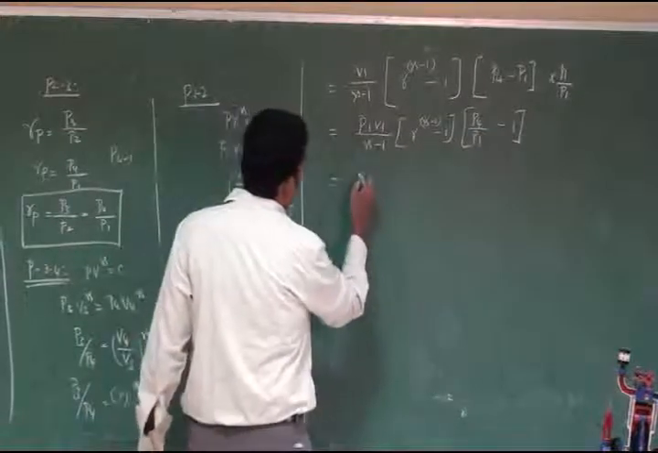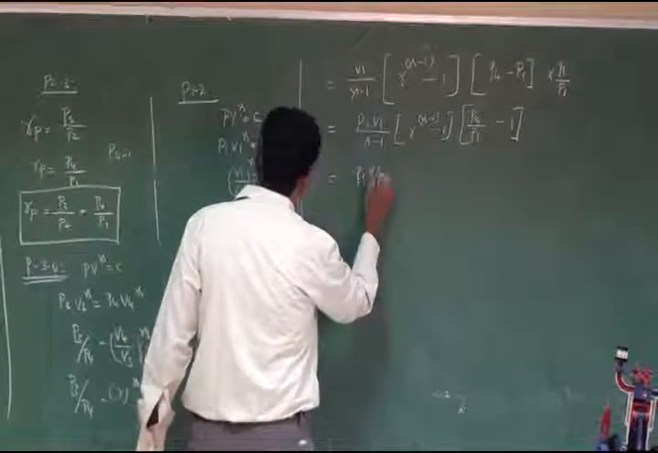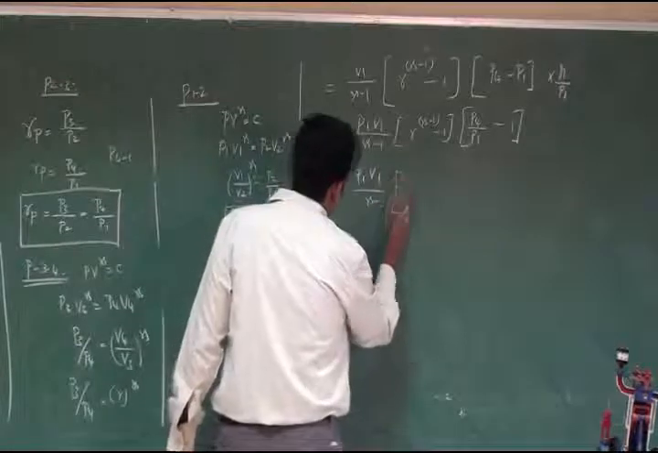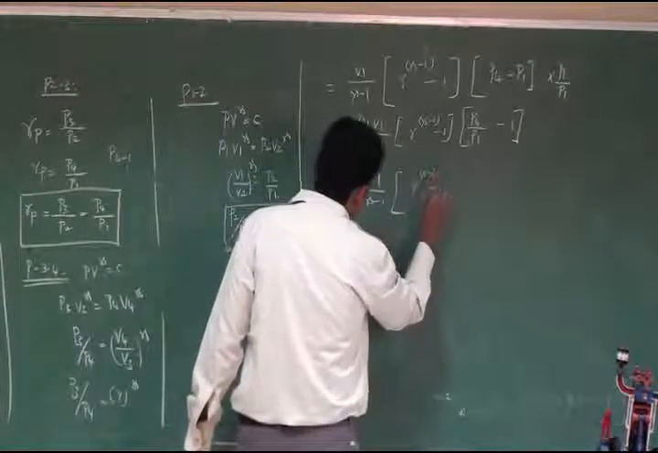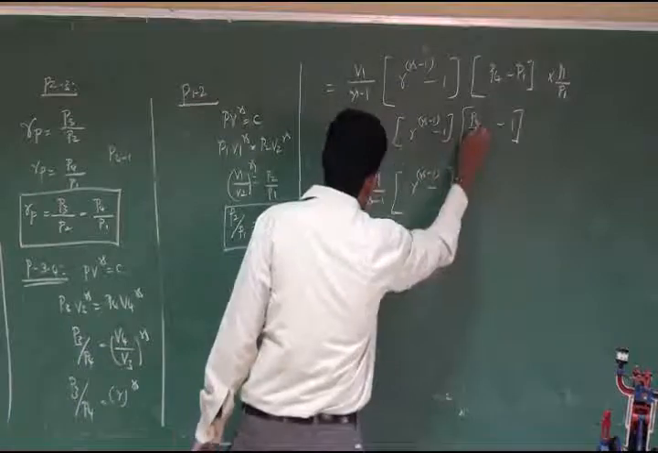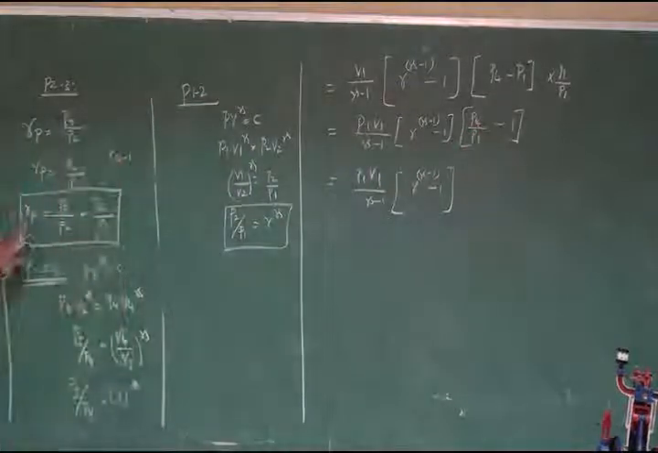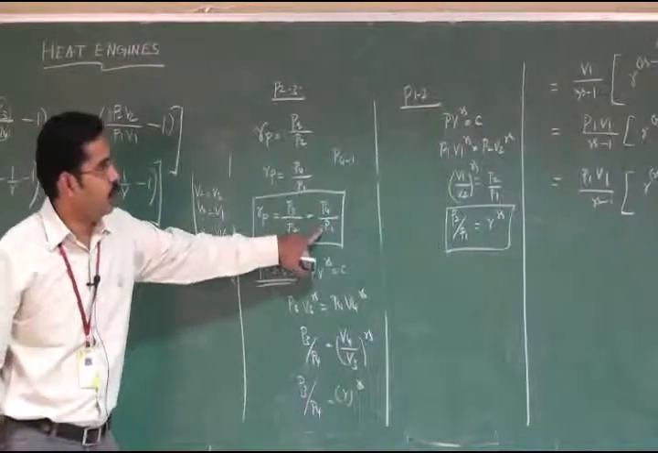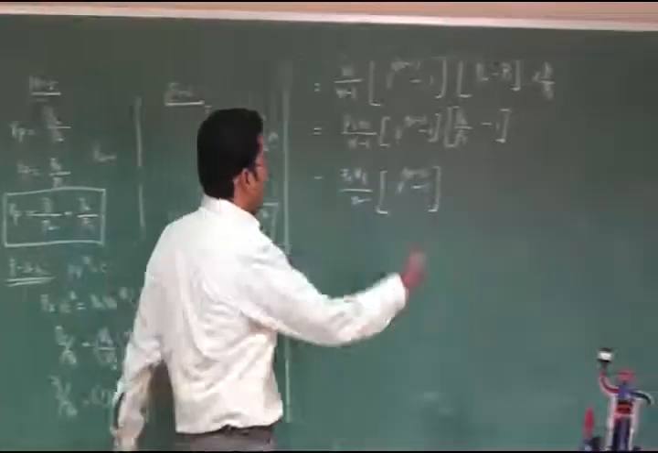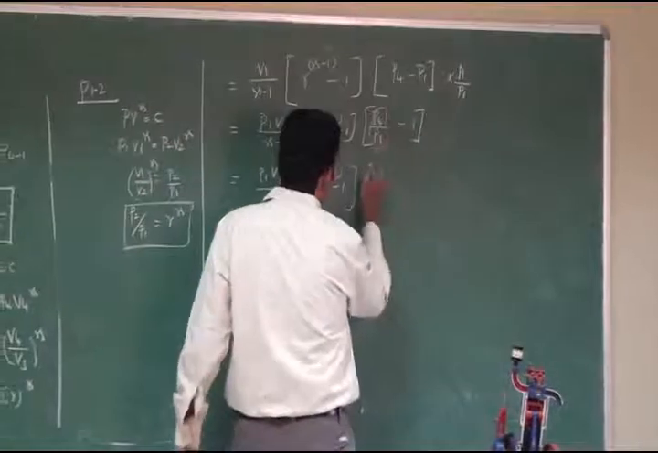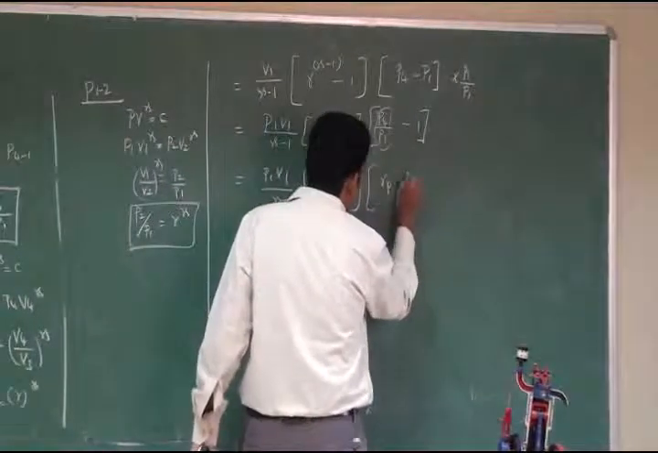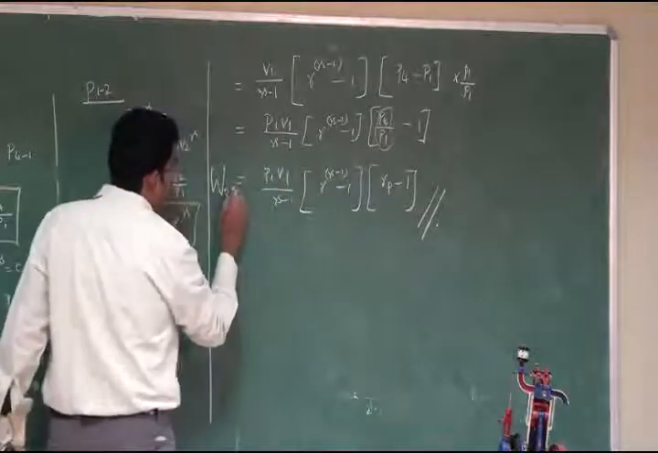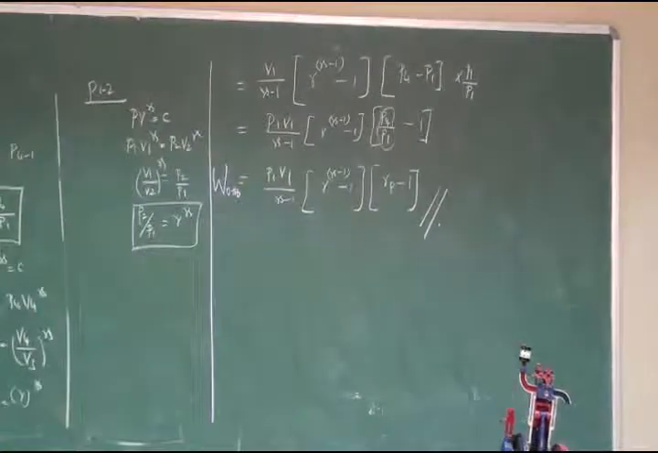Now this P4 by P1 can be replaced by the pressure ratio, that is R power gamma minus 1 minus 1. This P4 by P1 can be replaced by pressure ratio. We know that pressure ratio is equal to P3 by P2 is equal to P4 by P1. Then this P4 by P1 can be replaced by pressure ratio Rp, Rp minus 1. This is called the work done of the Otto cycle.